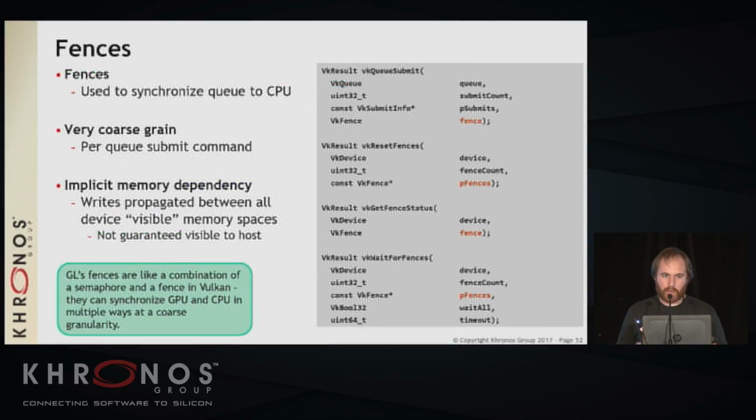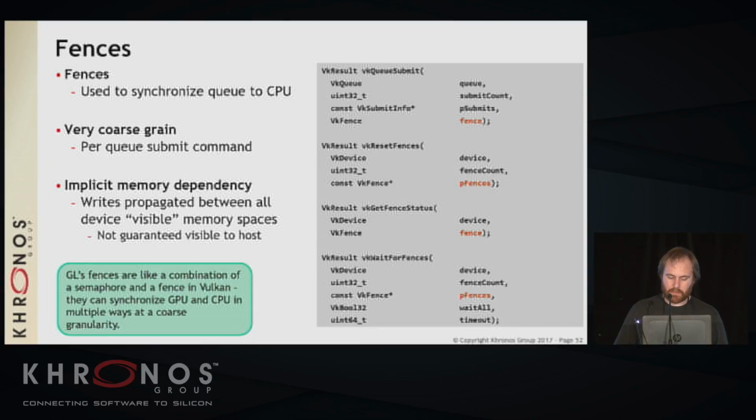There is, of course, one way, which Carl already mentioned, to get synchronization back to the CPU directly, which is the fence. So this is very coarse-grained, even more so than the semaphore, because you only get one per submit or present or acquire command. The idea being that it's only useful for certain cases, but those cases are very important.